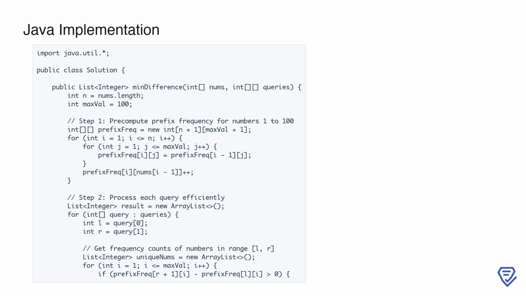This pre-processing step ensures that we can quickly retrieve frequency information for any range. Next, we initialize a list called result, which will store the final answers for each query.